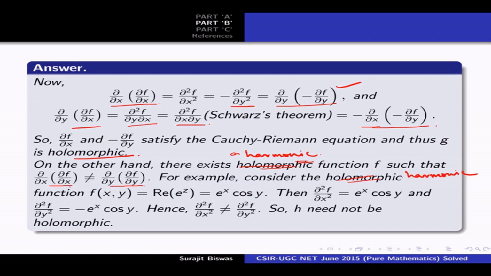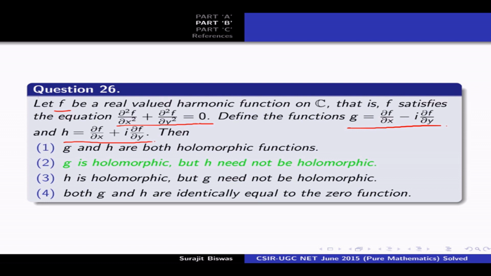Harmonic function f(x,y) equal to the real part of e^z. Since e^z is analytic, the real part of an analytic function would be harmonic. So consider this harmonic function, it is e^x. Then ∂²f/∂x² is this, and ∂²f/∂y² is this, and hence ∂²f/∂x² is not equal to ∂²f/∂y², and therefore h need not be holomorphic because it doesn't satisfy the Cauchy-Riemann equation. Okay, so we have a correct option: g is holomorphic but h need not be holomorphic, so this is the correct option.